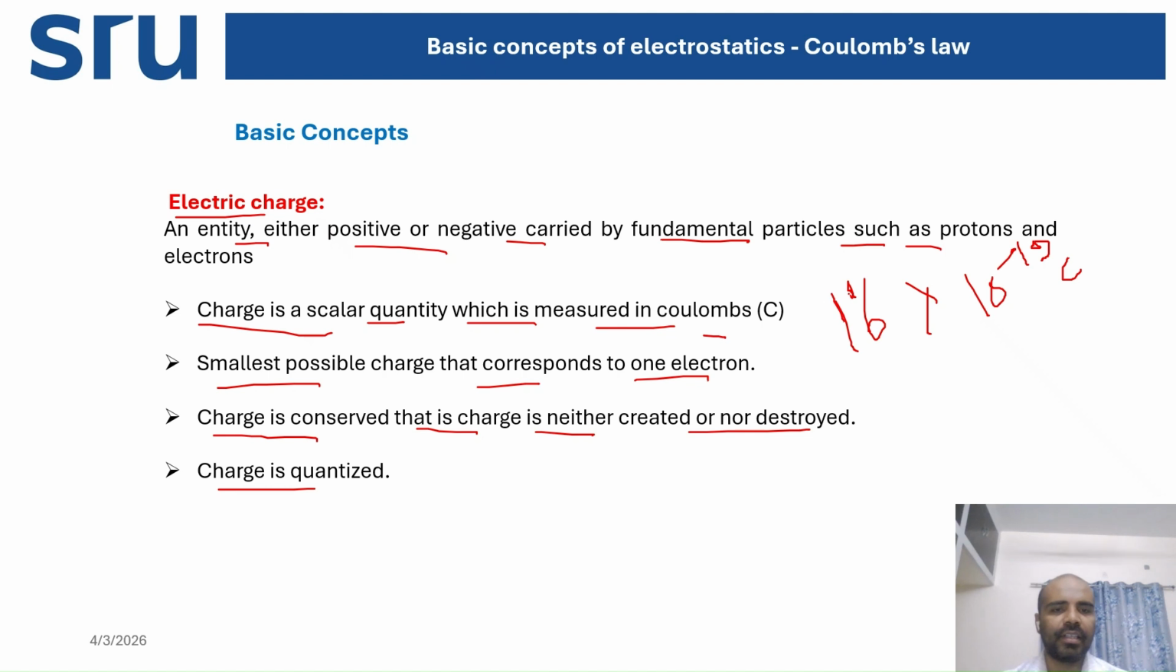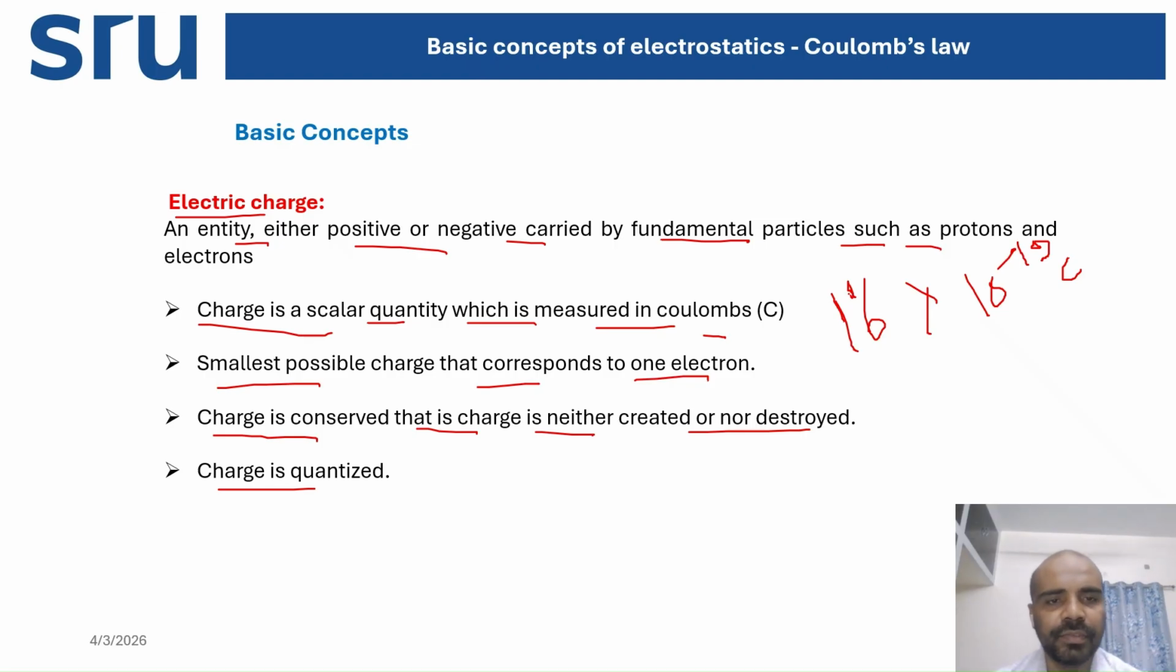So electrical charge can be either positive or negative, right? It is a scalar quantity. It is measured in coulomb, right? So the unit of charge is coulomb. The smallest possible charge that corresponds to an electron is 1.6 into 10 to the minus 19 coulomb, right? Charge is conserved, which means it is neither created nor destroyed, and charge is quantized in nature, so it is not continuous, so it can exist only in individual or discrete packets, right? So these are the unique properties of charge.